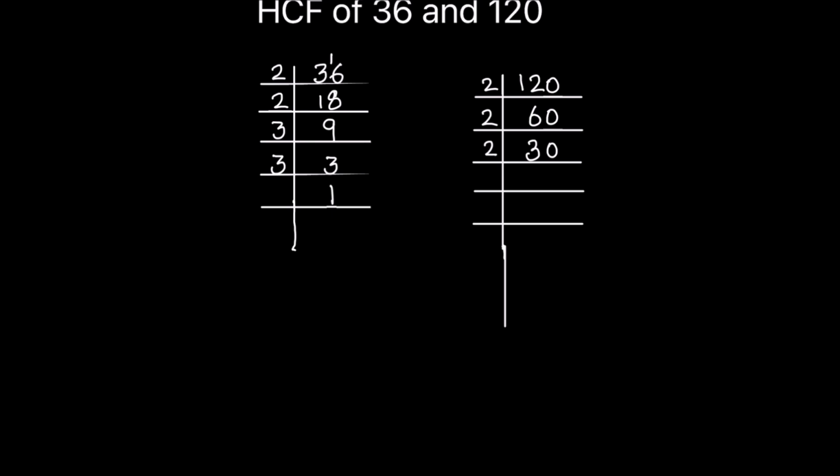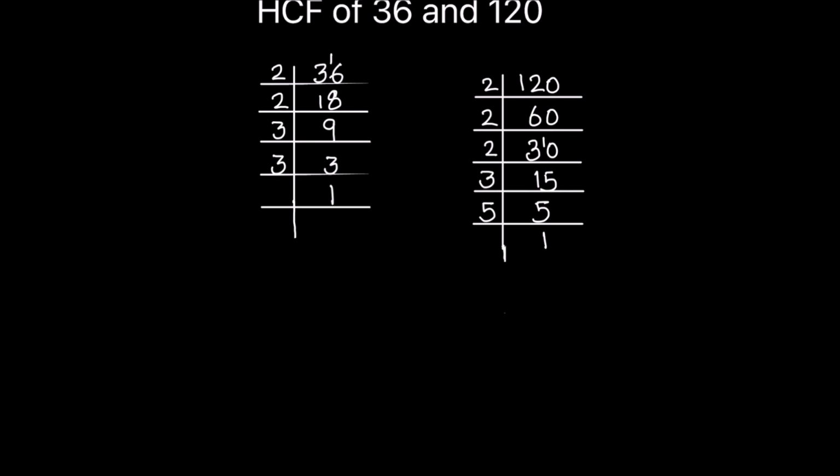30 is also divisible by number 2. 2 times 1 is 2. 1 is remainder. This becomes 10. 2 times 5 is 10. 15 is not divisible by number 2. Let's divide it by number 3. 3 times 5 is 15 and 5 is a prime number. It is only divisible by number 5. 5 times 1 is 5.